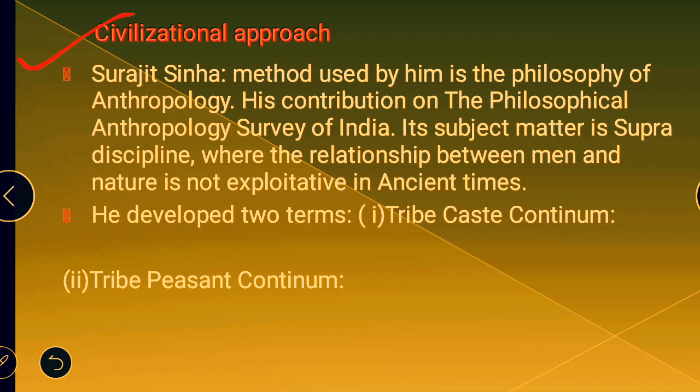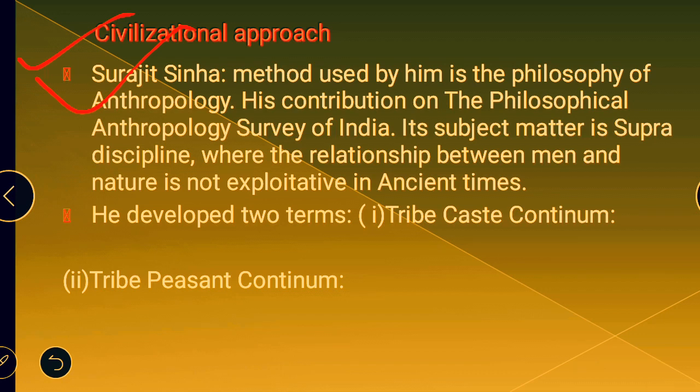So it is basically a study that understands the society through civilization. Within a civilization we would see different types of changes that occur, whether in the form of structure or in the form of culture. So these are studied by a common approach which is known as the civilization approach. In this particular approach, we would study Surajit Sinha and N.K. Bose. So let's talk about Surajit Sinha first.